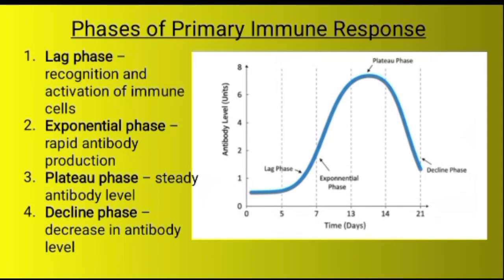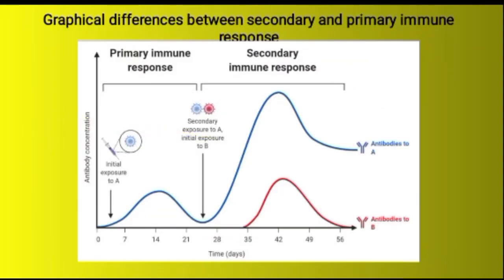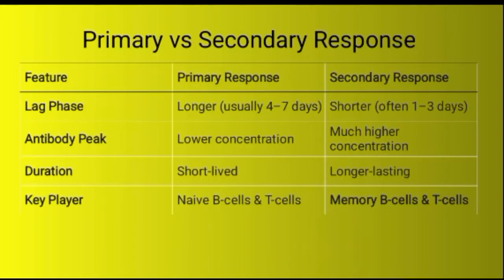So this is exactly what is happening even in the bacterial growth curve, or the immune response in the secondary and the primary phase. So this chart is just a graphical presentation of how the primary immune response is taking place and how the secondary immune response is taking place. You see antibody to A during the first exposure and antibody to B during the second exposure. So these are the differences.